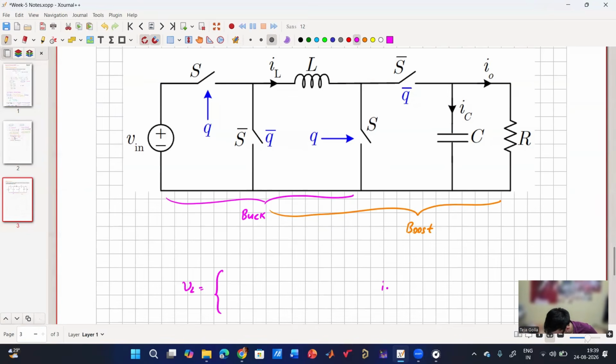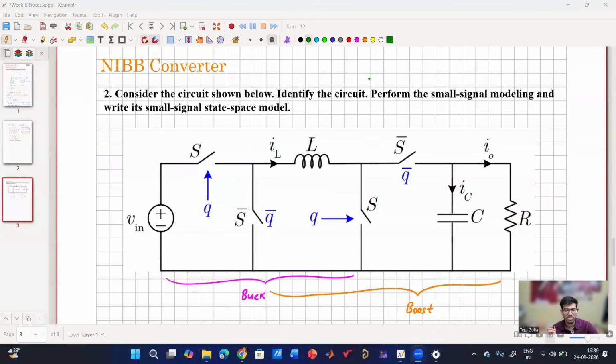So what is VL, and what is IC, in terms of Vin and VC, when Q is equal to 1 and when Q is equal to 0? Here also, when Q equals 1, Q equals 0. Buck boost. Someone is asking to repeat the question. Consider the circuit shown below. Identify the circuit, perform the small signal modeling, and write its small signal state space model.